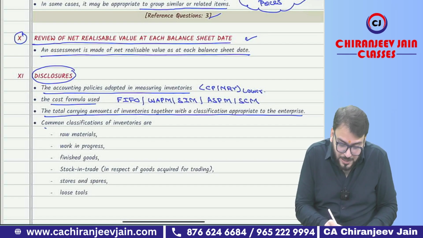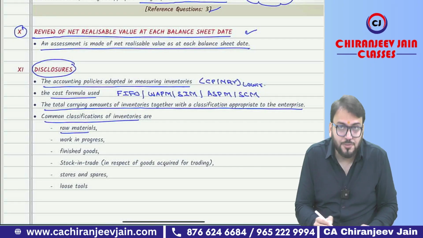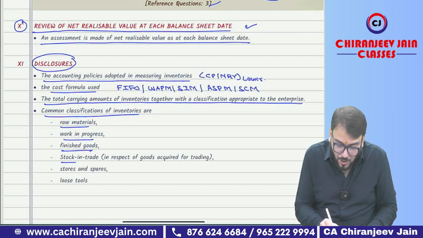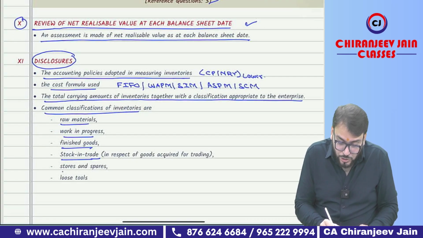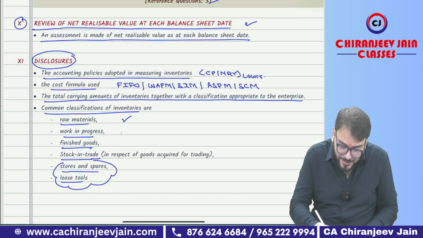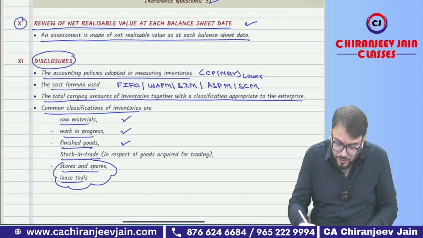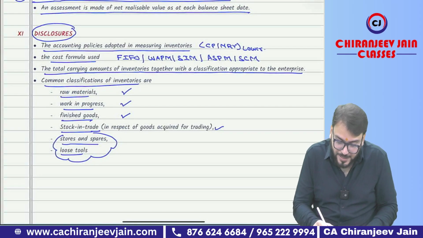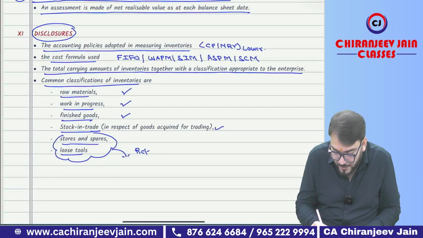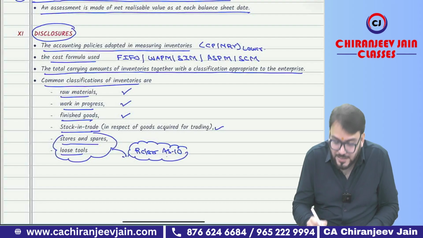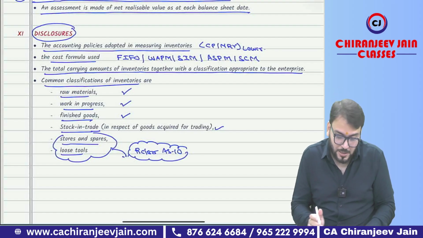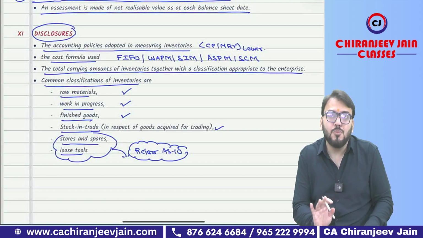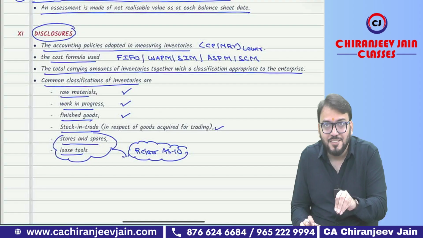Classification-wise, the common classifications of inventories are raw material, WIP, finished goods, stock in trade, store and spares, and loose tools. I think you have understood raw material, WIP, finished goods, stock in trade. But what is store and spares and loose tools? That I will explain. Our next accounting standard is AS10 only. In that we'll discuss store and spares and loose tools. Right now, just keep this point in your pocket. I will come back to this point soon.